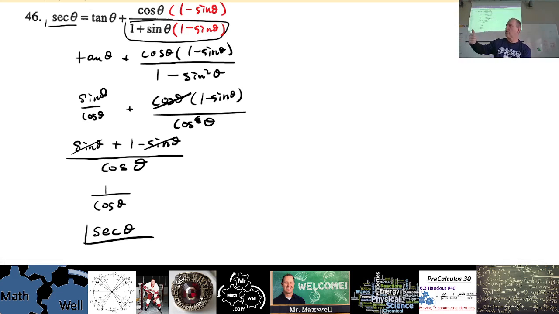So multiply by the conjugate, if you have like a 1 plus sine or a 1 plus cos or 1 minus cos or something like that, multiply by the conjugate to get a difference of squares because that's an identity there. And then you have one term on the left versus two terms on the right, so you're going to have to combine those together. Go at it that way. All right?